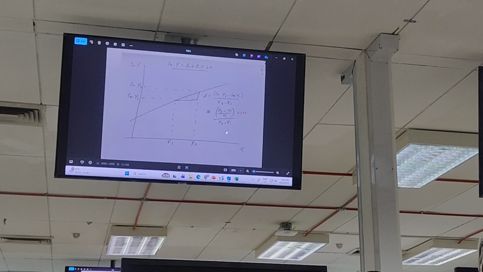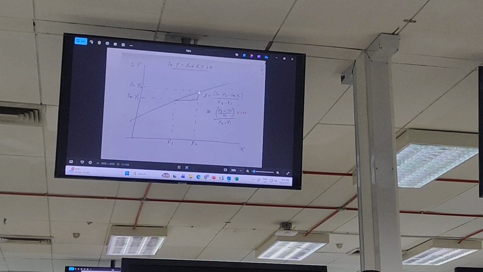Okay. So in order to interpret a percent, you have to multiply this one by 100. Later we have an example. When you interpret, you have to be careful to interpret correctly, whether you need to multiply by 100 or not. So that's how we interpret this one.